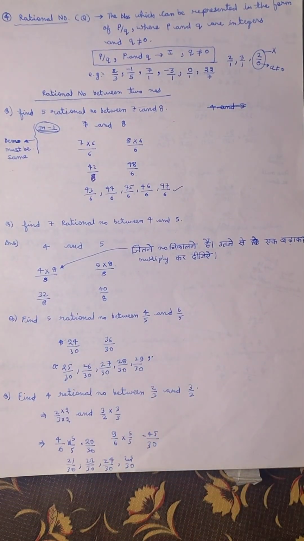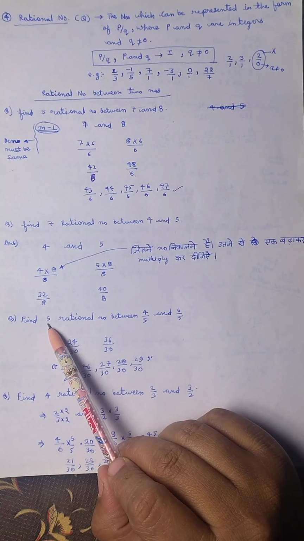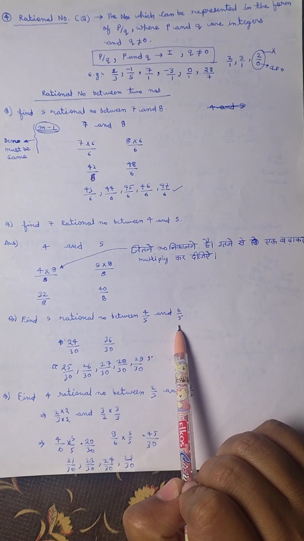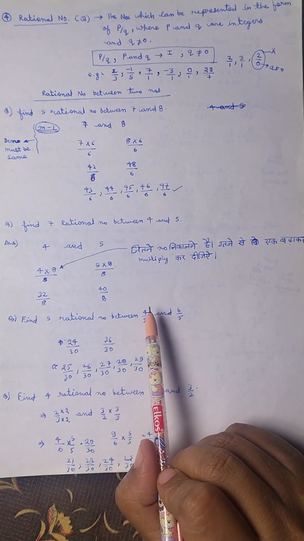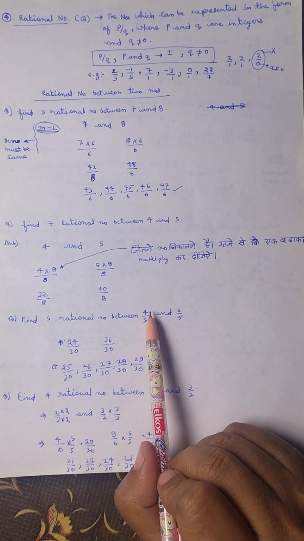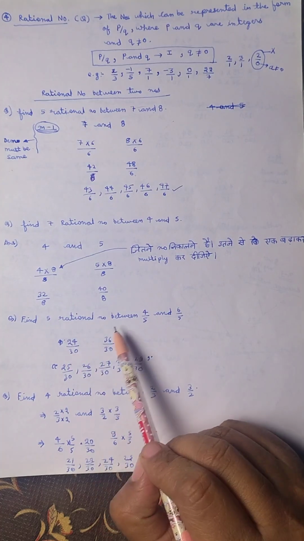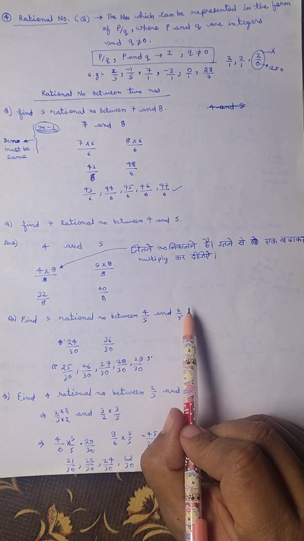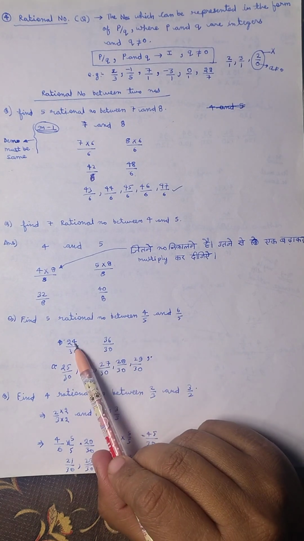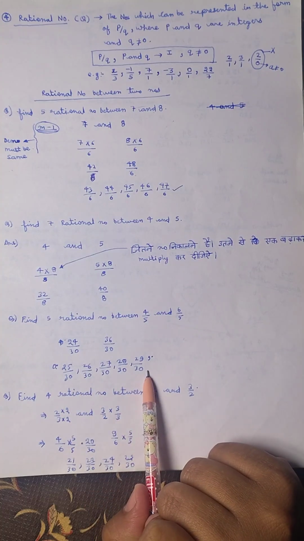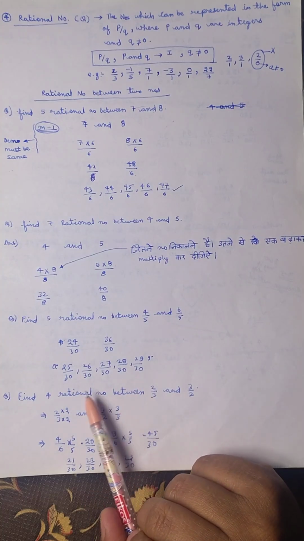Let's move on to another question. We have to find 5 rational numbers between 4 by 5 and 6 by 5. How will we find? We will simply multiply both the numerator and denominator by a number greater than 5, that is 6. Multiply it by 6 and divide it by 6. We get 24 by 30, 36 by 30. And we can find the rational numbers between them.